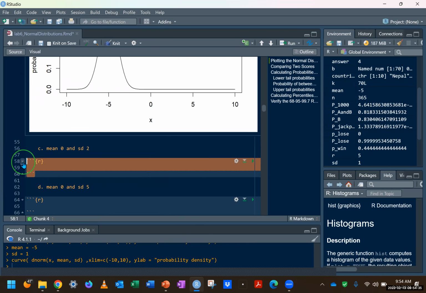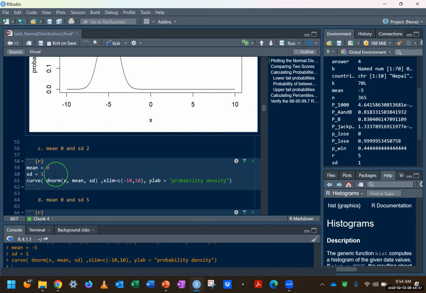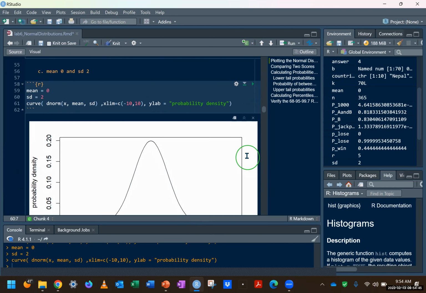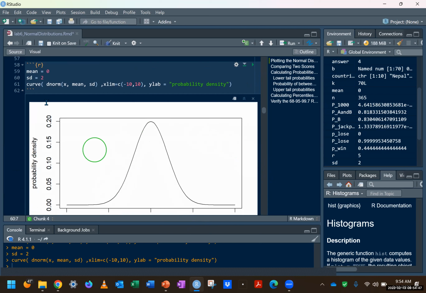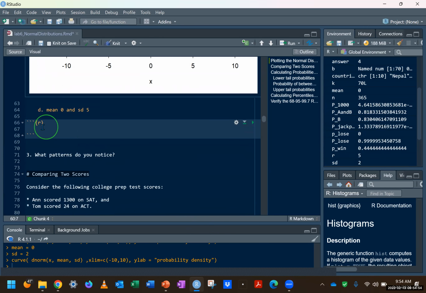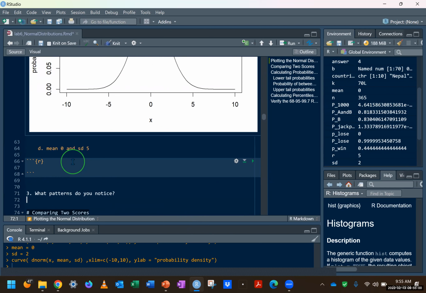If we want to change, I'm going fast, you can definitely pause this, if you want to change the standard deviation to 2, let's see what that does to our overall graph. It makes it fatter. The standard deviation corresponds to the spread of the data, so it spreads the data apart more. You can finish the rest of these and then describe the patterns you're noticing. See what happens when we change these parameters.